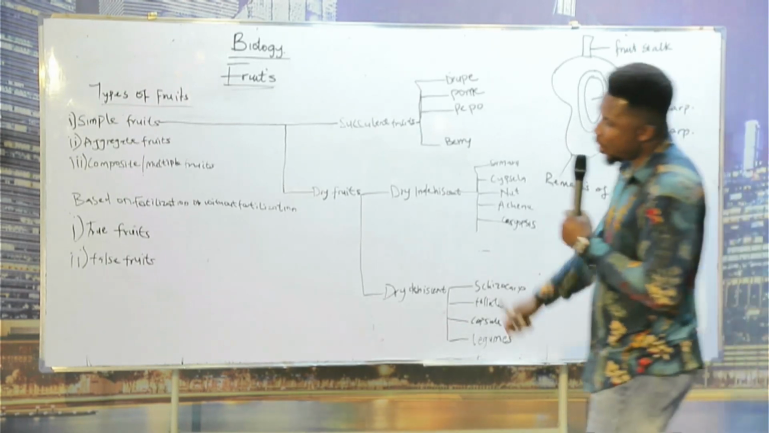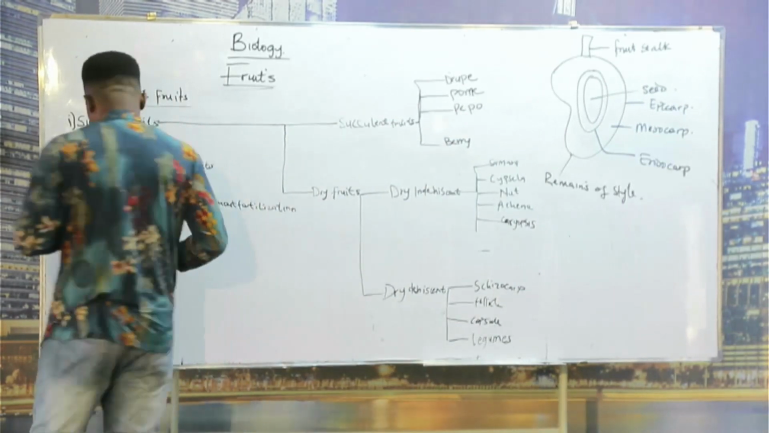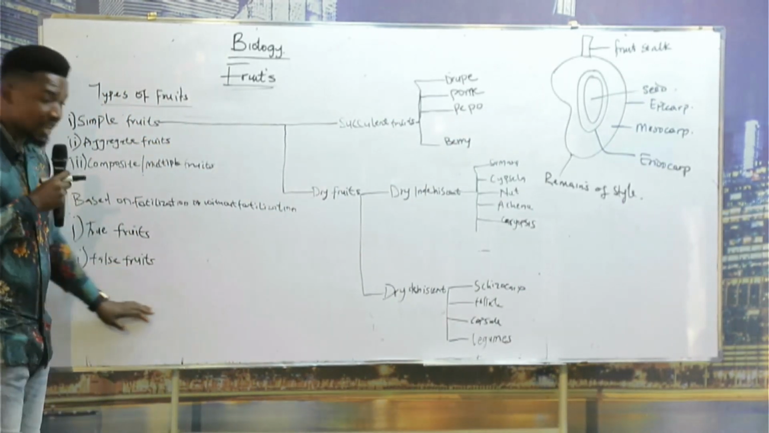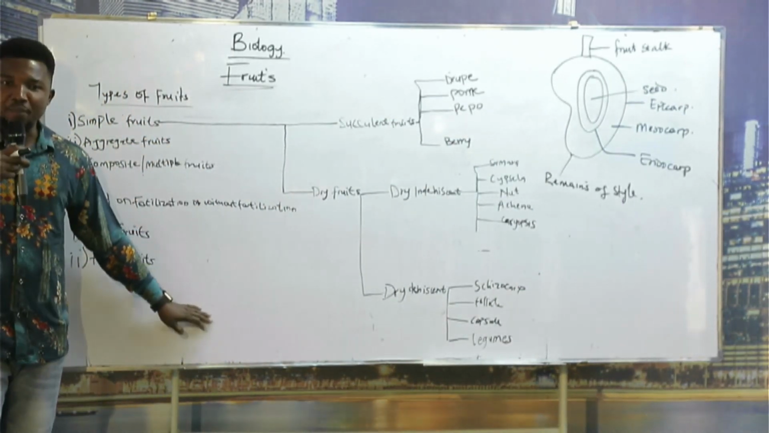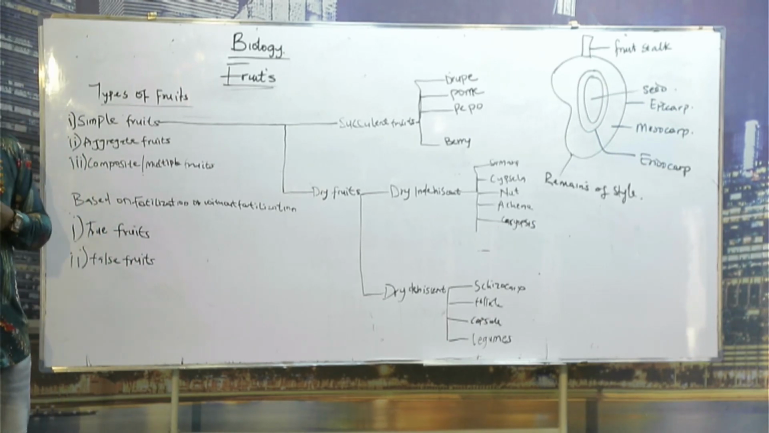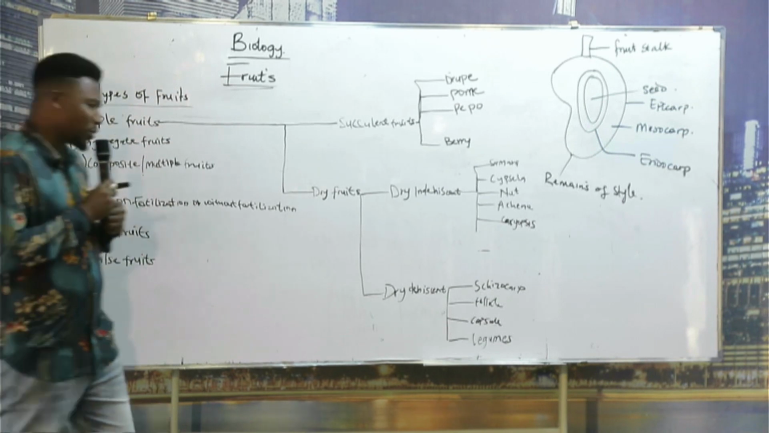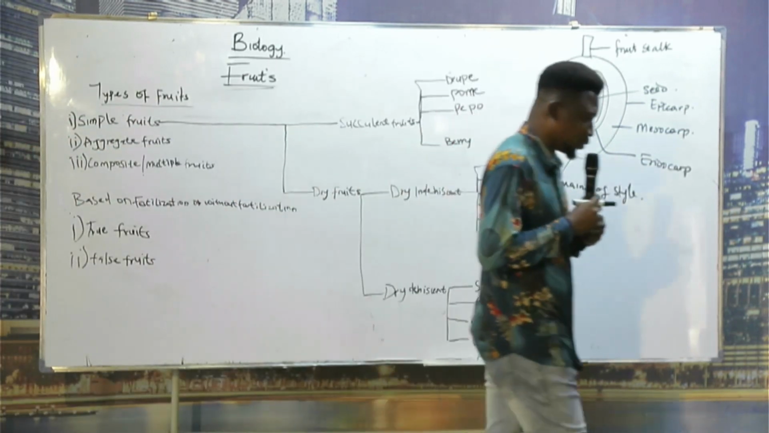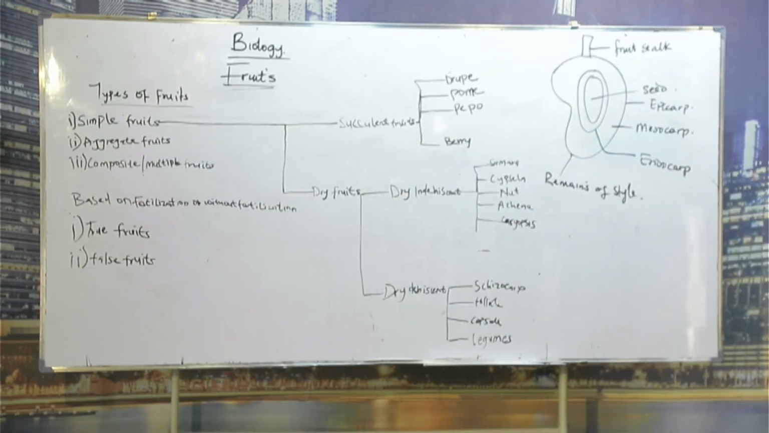So if it is from the ovary, call it what? True fruit. If it is from the other part of a flower, it becomes what? False fruit. But remember, what if a fruit is formed from both ovary and other part of a flower? Is it going to be true or false? Don't tell me true fruit. It's going to be false, please remember.